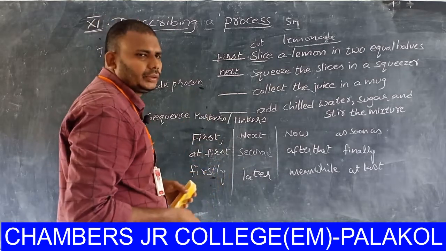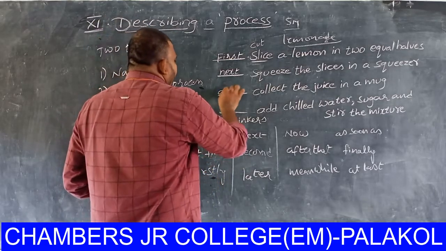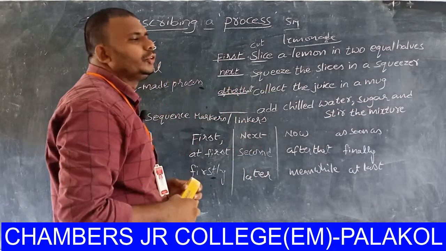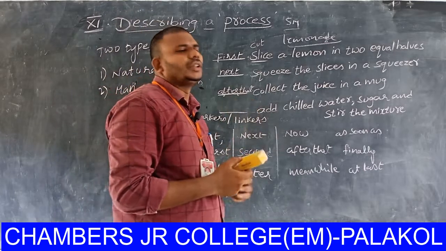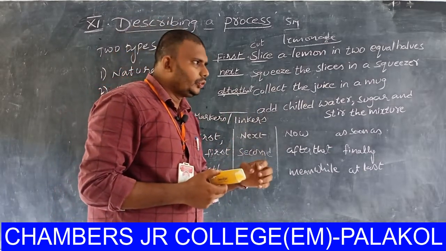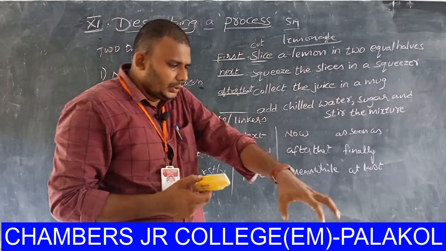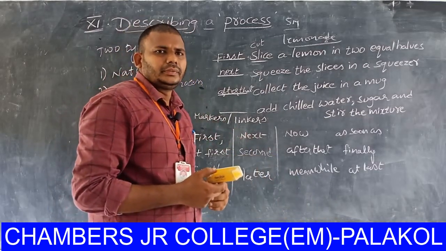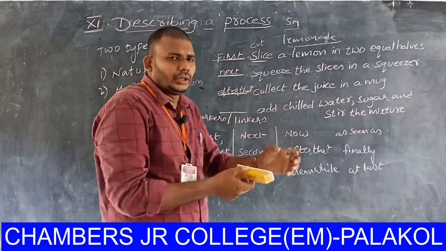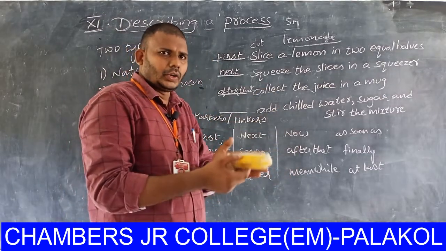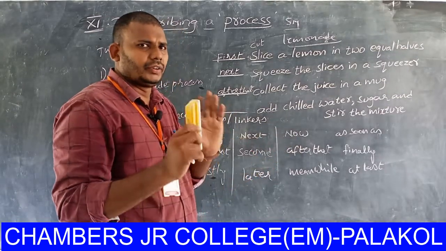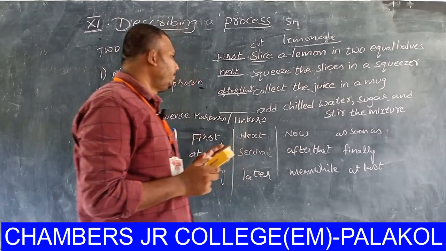Collect the juice in a mug. After that, we can use "after that". After that, collect the juice in a mug. After squeezing the lemon slices, the juice is gathered in the container. And here in the third step, collect the juice in a mug or in a half-liter cup.